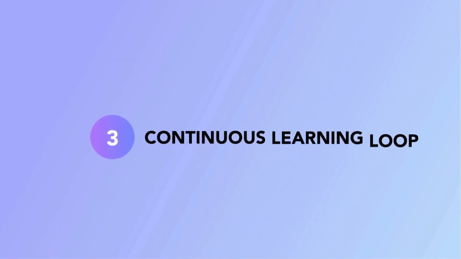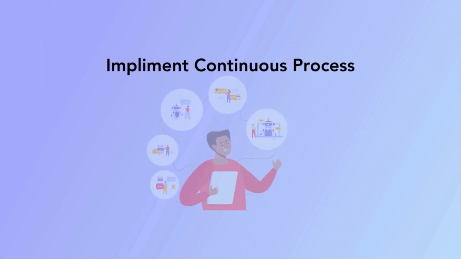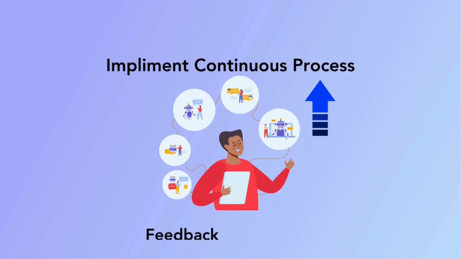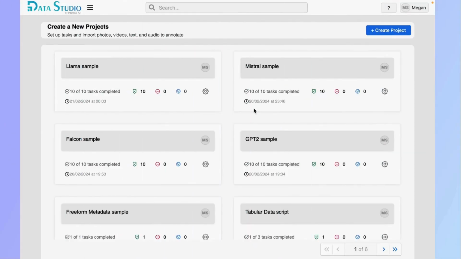And 3. Continuous learning loop. Implement a continuous learning process where the ML models improve over time through feedback and retraining, ensuring ever-increasing accuracy. Now let's walk through how to set this up.